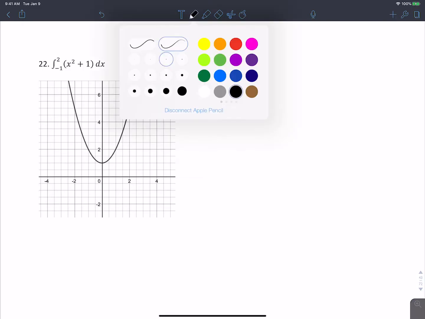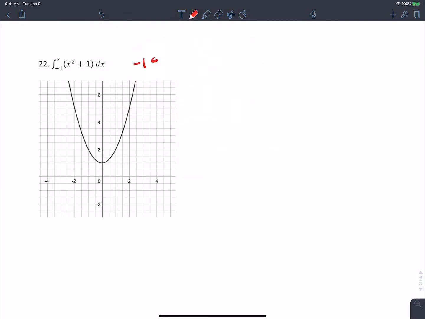Okay. Negative 1 less than or equal to x less than or equal to positive 2. So negative 1 will be to the left here. Positive 2 is over here. So it looks like the area under the curve here is going to look like this. It's going to be positive.